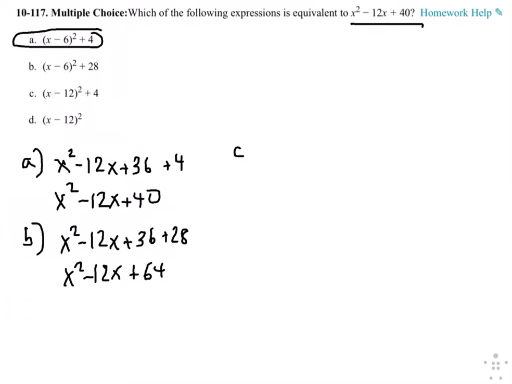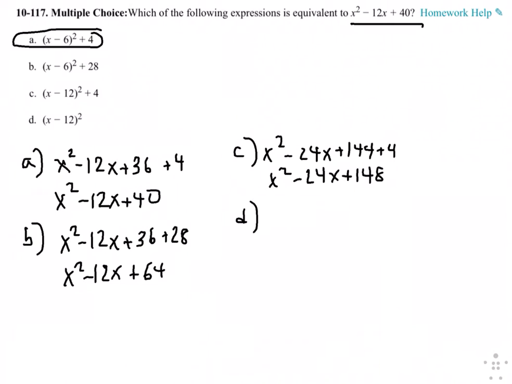C is x minus 12 squared, so that's x squared minus 24x plus 144 plus 4. That's x squared minus 24x plus 148. That's not the same. And D is x minus 12 squared. We just did that. X squared minus 24x plus 144. Okay, so that's not. So it's only A.